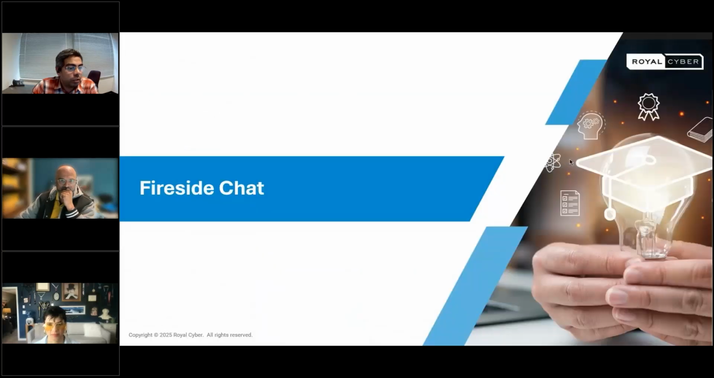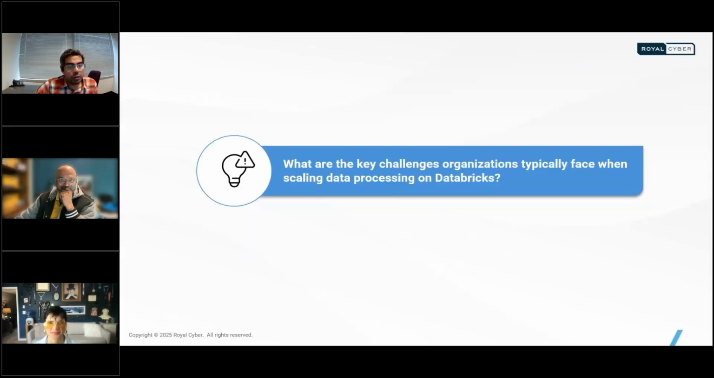So without further ado, I want to get started with our discussion. The first question I would like to pose is, what are the key challenges organizations typically face when scaling their big data processing on Databricks?